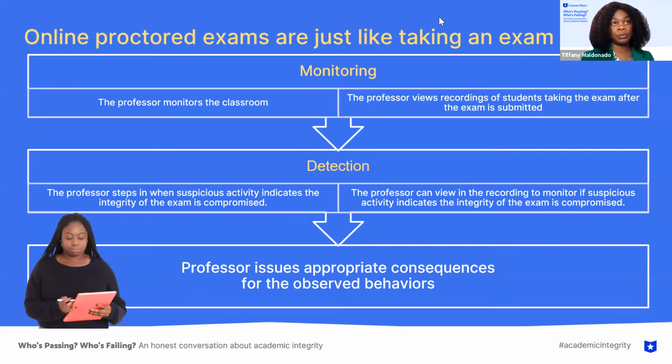One of the big differences with online versus in-classroom testing is that in the classroom, you have to scan the entire environment. So while you're looking at one student, you're missing out on another student. With Respondus Lockdown Browser, you're able to see each individual student. And then of course, the final step is that when an instructor sees indication of activities that would compromise the integrity of the exam, they're able to come in and issue appropriate consequences for those behaviors.